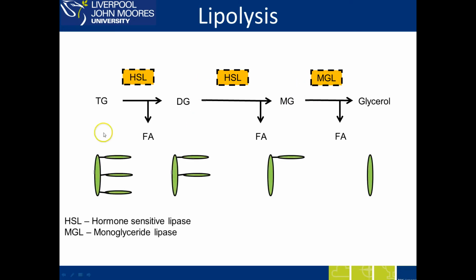So to illustrate that then, here we have our glycerol backbone with 3 fatty acids attached. This is our triglyceride. Broken down to a diglyceride, we then have our glycerol backbone with just 2 fatty acids attached. Breaking that down to a monoglyceride then, we have our glycerol backbone with 1 fatty acid attached. And then through the action of monoglyceride lipase, we're then just left with our glycerol backbone.